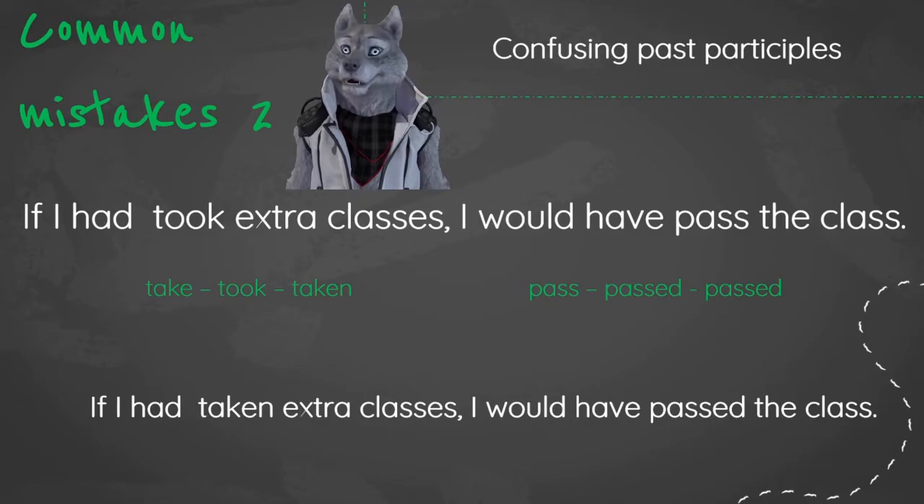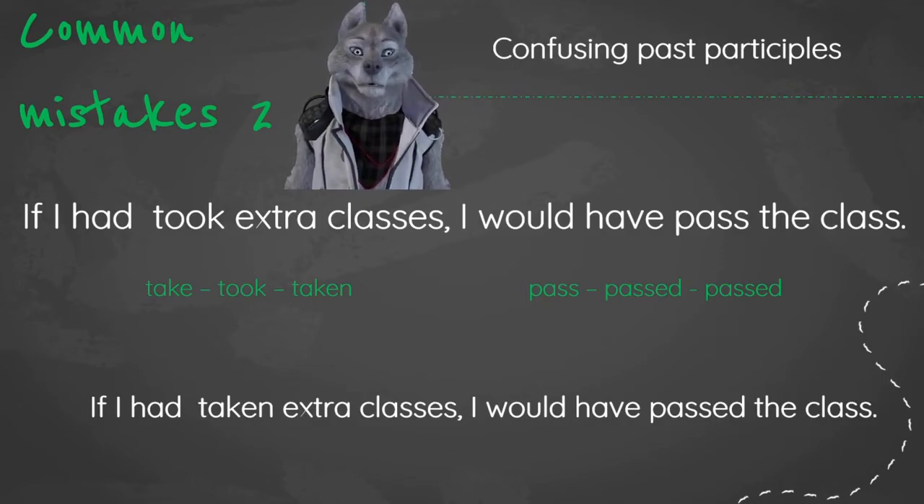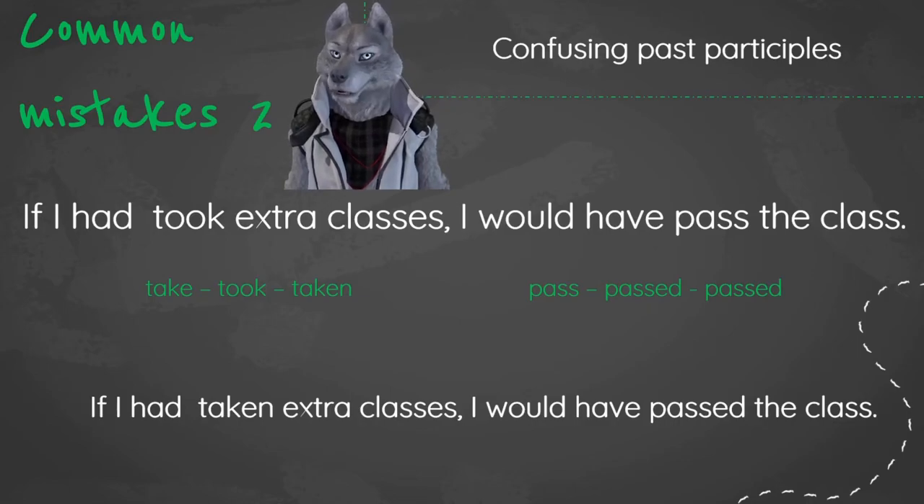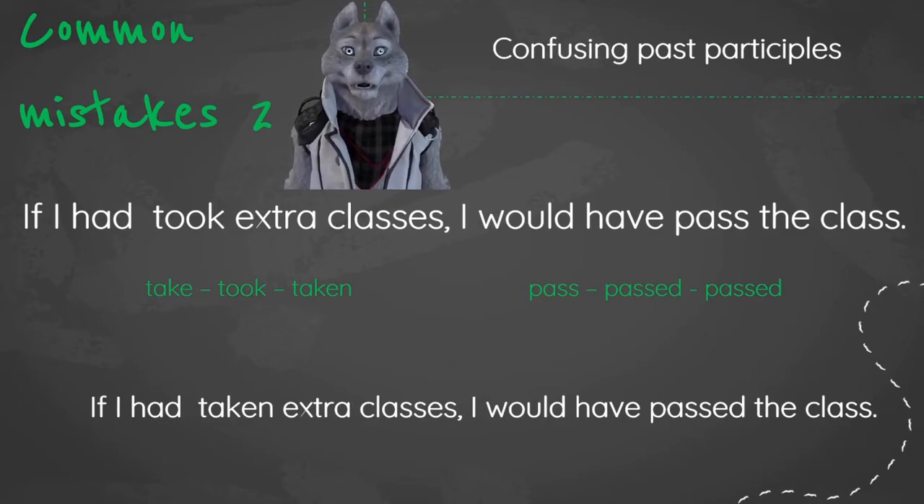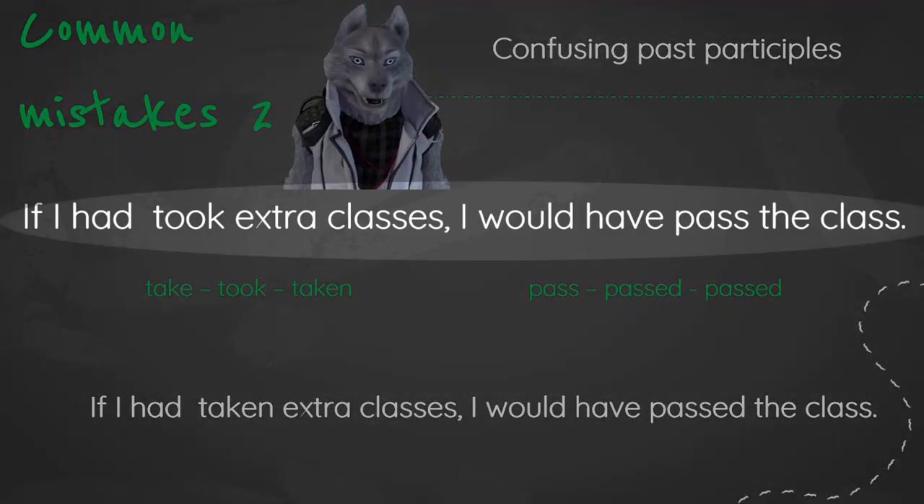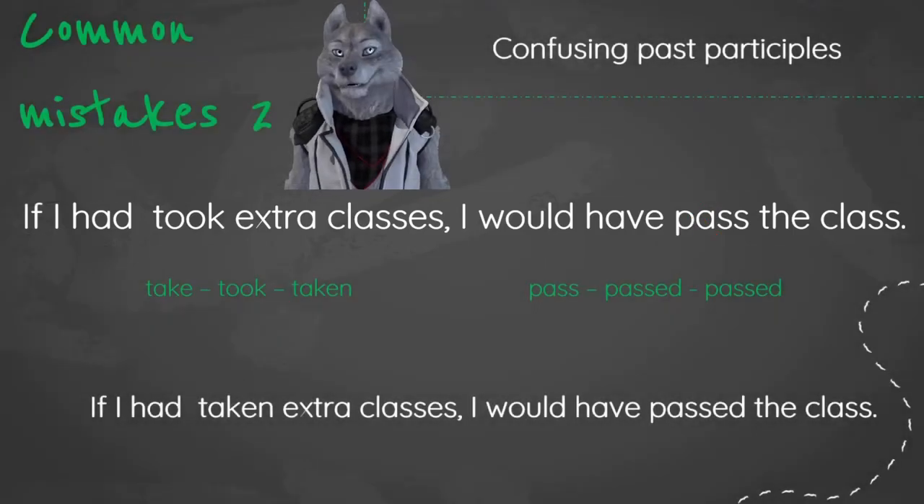The second possible mistake is confusing past participles. This part is really important. It's key to use the proper past participle in both clauses. 60% of the mistakes I have ever seen are linked to problems with the verb form. So reviewing the past participles is vital here. For example, this sentence is incorrect. If I had took extra classes, I will have passed the class. Nope, you wouldn't have. Yeah, this sentence is totally incorrect.